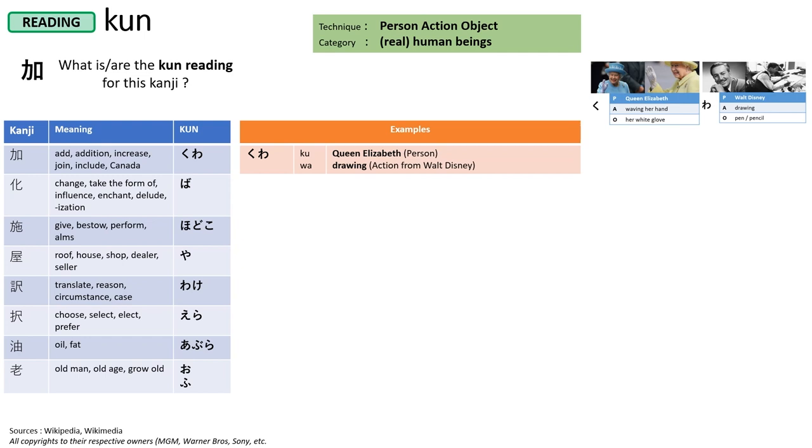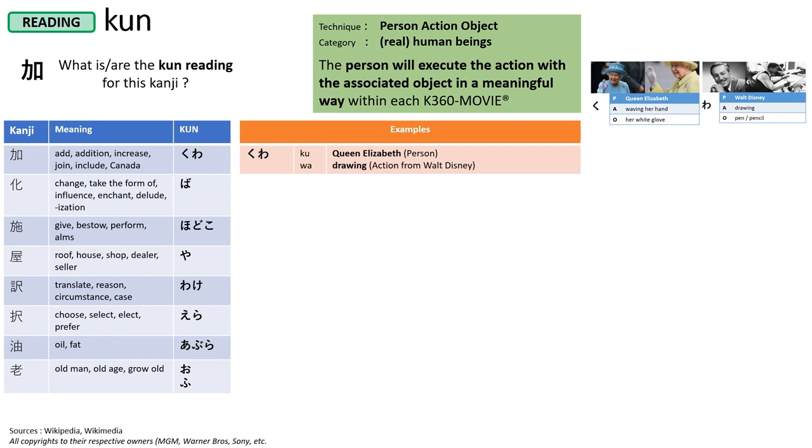So kuwa becomes Queen Elizabeth drawing. When learning this kanji, I will create a story in which Queen Elizabeth will be drawing something. And if you are curious, the on reading of this kanji is actually ka, so in that very same story, we will have Queen Elizabeth drawing on paper while discussing with her political advisor, Captain America, on various topics.